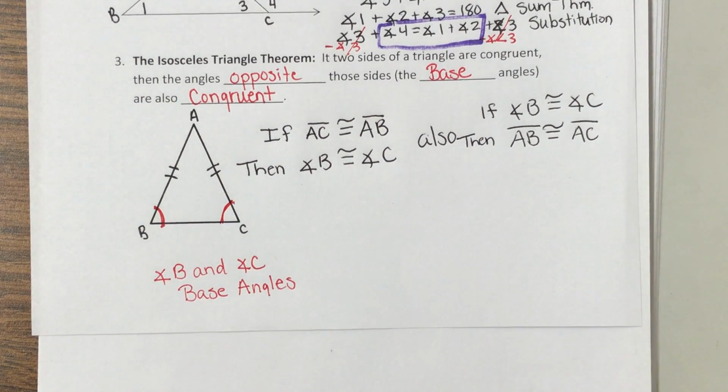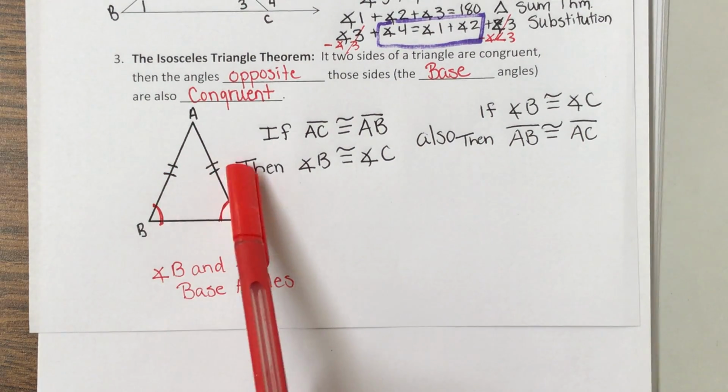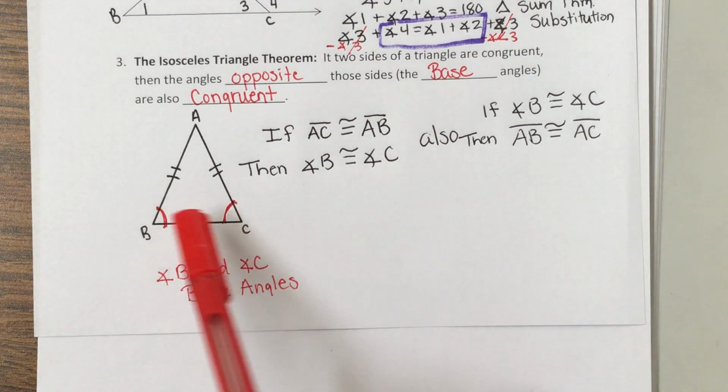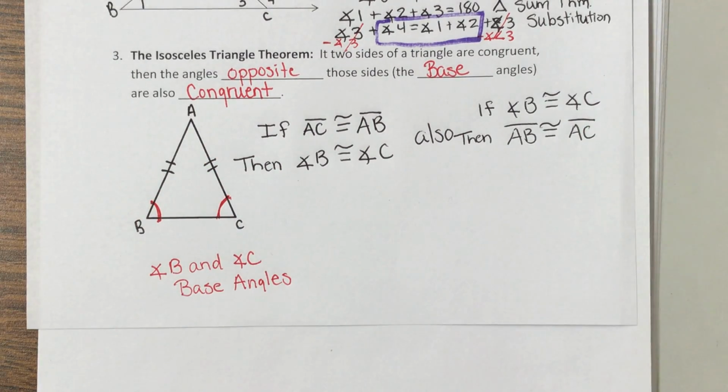So like I said, I love this theorem because it's a two-part theorem, and we're going to be using this theorem a lot when it comes to the triangle proofs. So that is the Isosceles Triangle Theorem. It says that if I have two sides congruent in a triangle, then my base angles are also congruent. Or if I have base angles that are congruent, then the sides opposite are also going to be congruent.